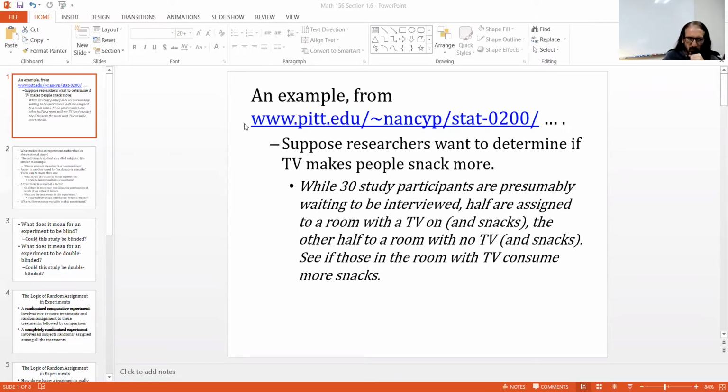Suppose researchers want to determine if TV makes people snack more. While 30 study participants are presumably waiting to be interviewed, half are assigned to a room with the TV on and snacks are available, while the other half are assigned to a room with no TV and snacks are still available even though there's no TV. See if those in the room with the TV on consume more snacks.